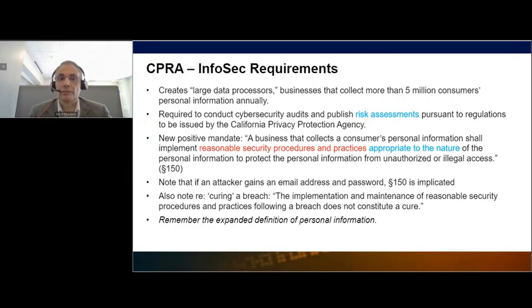So let's map this to the CPRA, because this is presumably why you're all here. CPRA has this idea of a large data processor, so a business that collects more than 5 million consumers' personal information annually, and it asks them to conduct cybersecurity audits and to publish risk assessments. And notice when you see light blue in my slides here, it means you have to have a risk assessment or something of that kind. And then it also asks you to, and this is a positive mandate, meaning that you must do this, you shall implement reasonable security procedures and practices, hence why it's in red. That's the essence of CPRA.